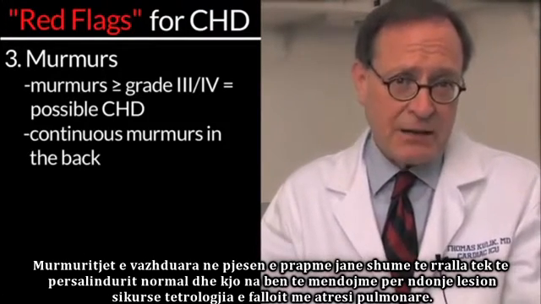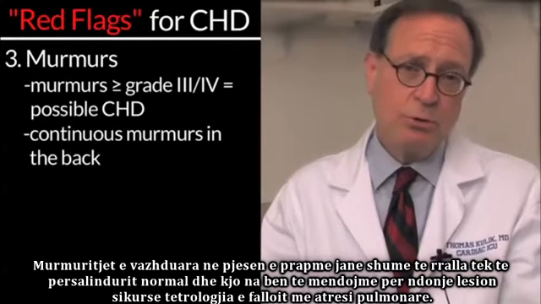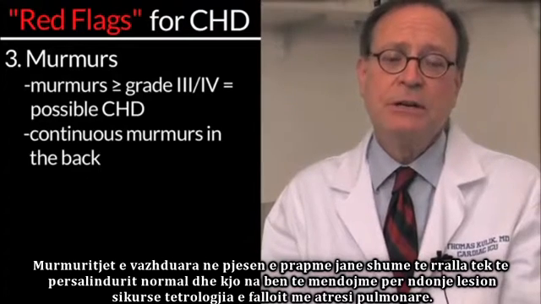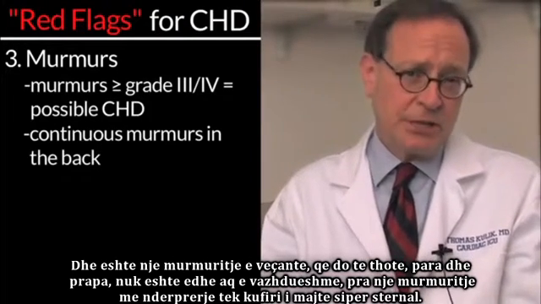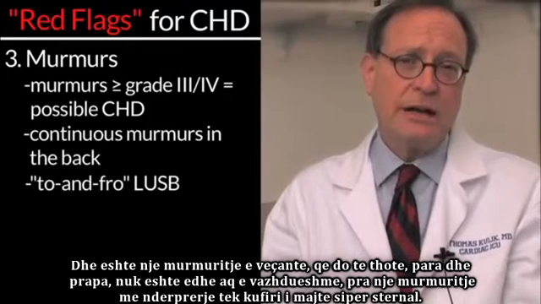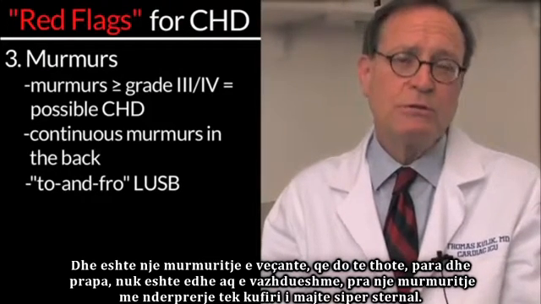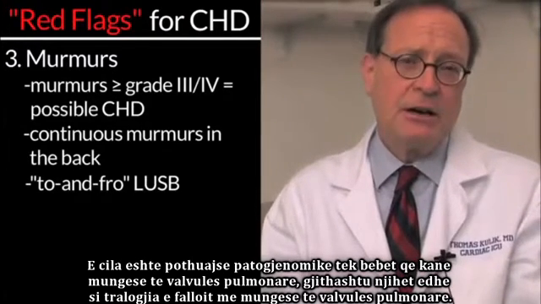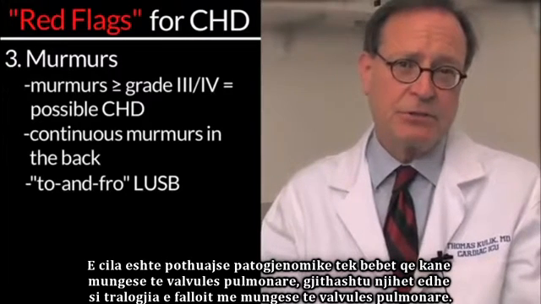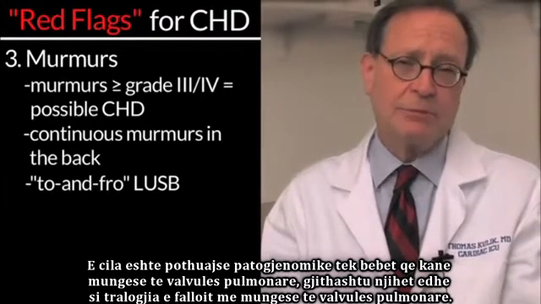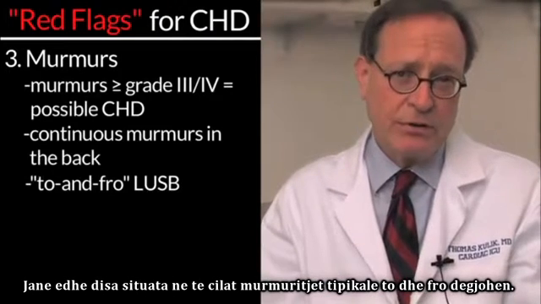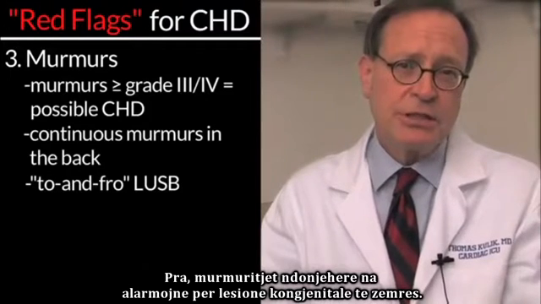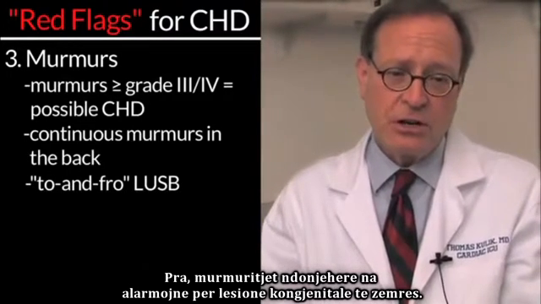Continuous murmurs in the back are also very uncommon in otherwise normal newborns and make one think of a lesion like tetralogy of Fallot with pulmonary atresia. And there is one murmur in particular, the to and fro, not so much continuous, but to and fro murmur at the left upper sternal border, which is almost pathognomonic of babies that have absent pulmonary valve syndrome, also known as tetralogy of Fallot, absent pulmonary valve. There are very few other situations in which a typical to and fro murmur like this is heard. So murmurs can sometimes put one on the alert for congenital heart lesion.